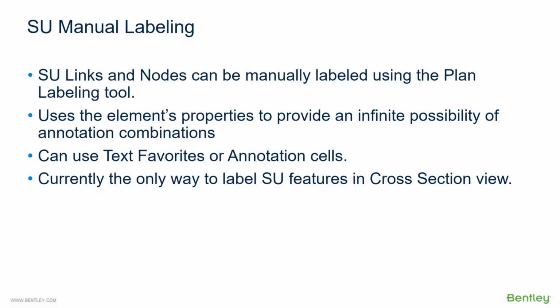In addition to automated labeling, we can also manually label a particular link or node using the plan labeling tool. We use the element properties that provide an infinite possibility of annotation combinations, and we'll use text favorites or annotation cells. And then currently the only way to label SU features in the cross-section view is through the manual labeling process. So let's take a look at how we manually can label our SU nodes and links.